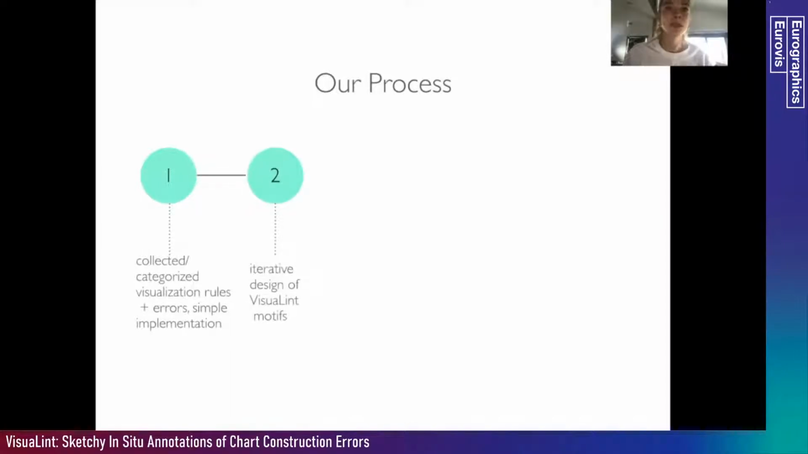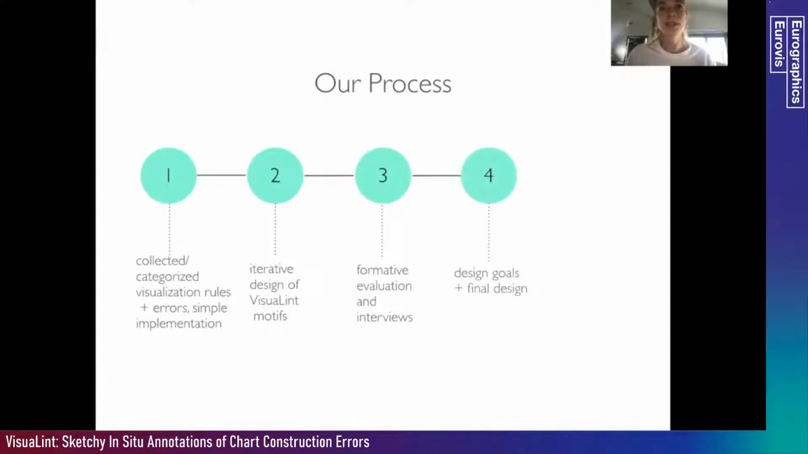We then went through an iterative process for distinct motifs for presenting the error expression. Through our evaluative interviews, we developed 4 goals in design and created our final design. Finally, we conducted a 2-part crowdsourced evaluation to explore how well VisualLint presented these errors and also to just uncover preferences in users.